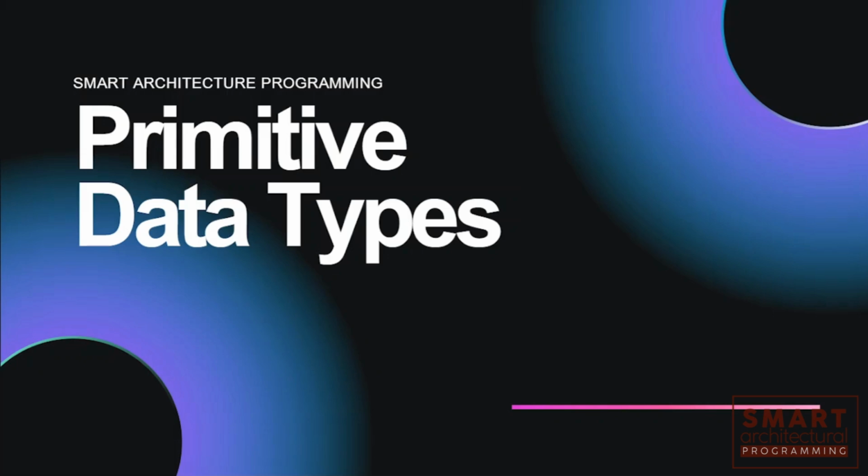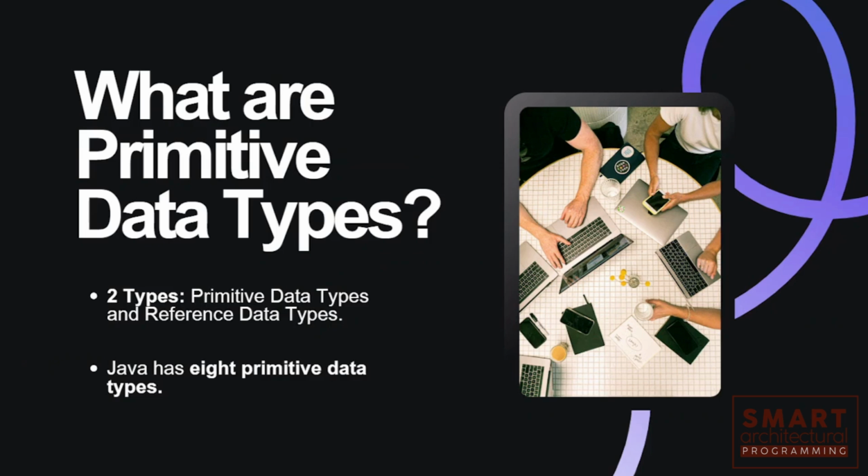So when we talk about primitive data types, first we need to understand what primitive data types are, right? In Java, data is classified into two types: primitive data types, which we'll be discussing right now, and reference data types, which we might discuss later in the book. Today we're focusing on primitive data types, which are the more fundamental building blocks of Java variables.